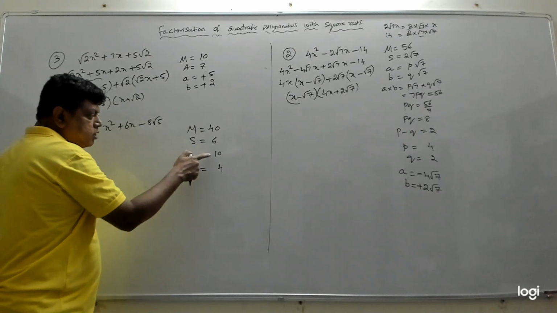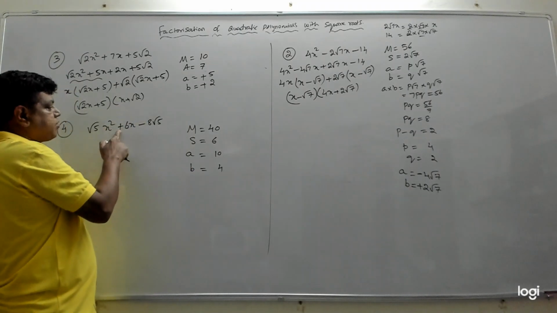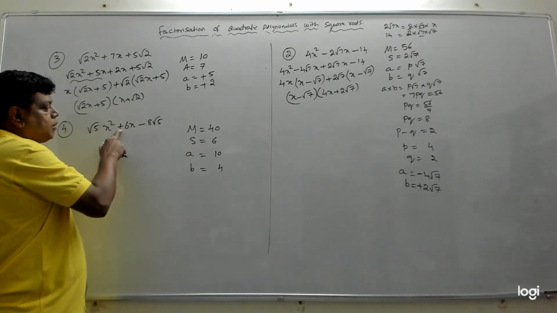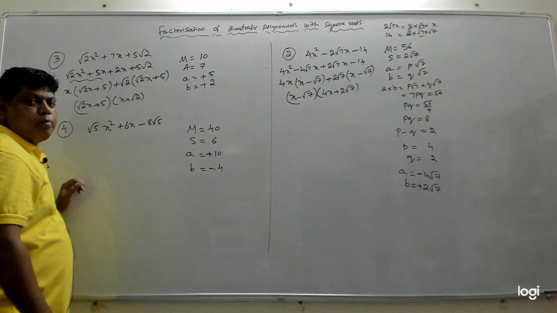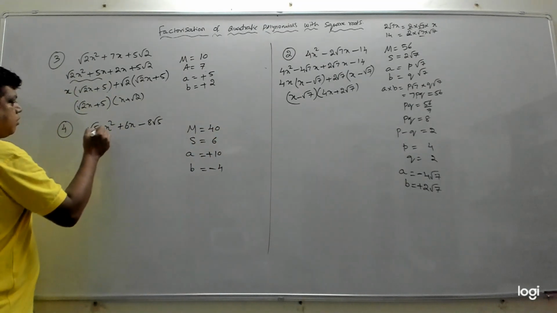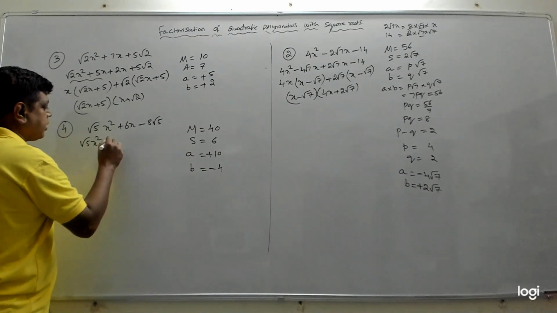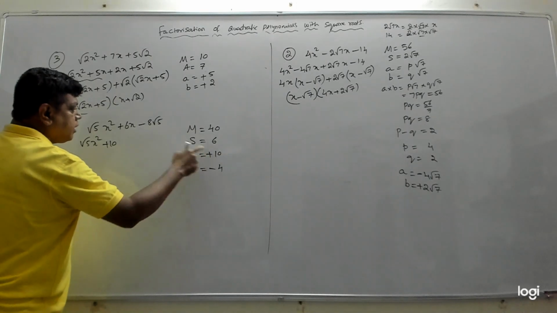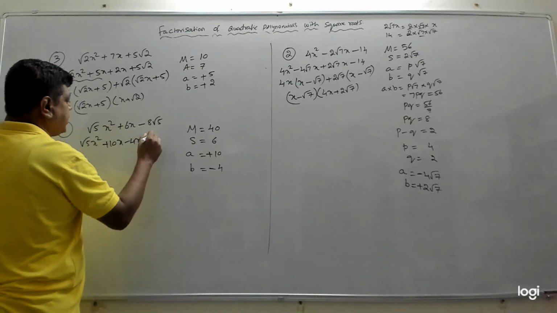To find whether this is positive or negative, we have to see this sign. The greater number will take this sign. This is plus, so 10 will become plus because that is the greater number, so 4 will become minus. Then we can write this as root 5 into x square plus 10x. Don't write just plus 10; you should put plus 10 and then this x. Then this is minus 4x minus 8 root 5.